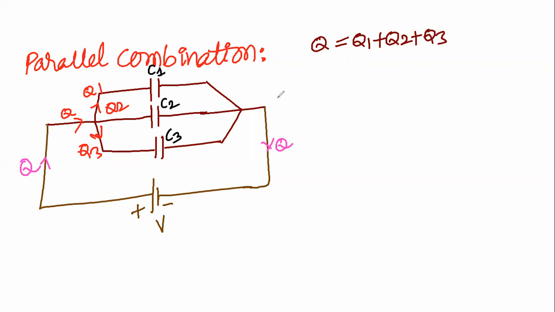Then we'll take that. The effective capacitance in the parallel combination is Cp is equal to C1 plus C2 plus C3, like this. So for the effective capacitance, let us suppose this is 3 microfarads, 3 microfarads, 3 microfarads, 6 microfarads, and 9 microfarads like this.